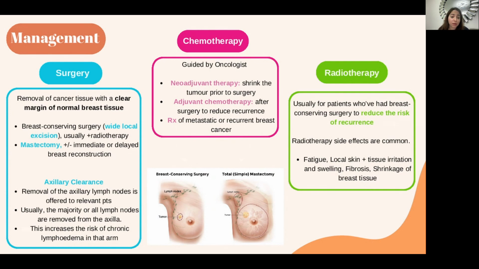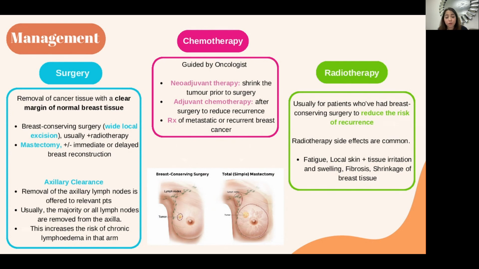Chemotherapy is often guided by the oncologists, so there's a variety of different things, but they essentially can either be used to shrink the tumour before they have surgery so that it's easier to remove, or if you're worried about the risk of recurrence after surgery, then you can use it in an adjuvant way to reduce the possibility of recurrence, or if patients have metastases or recurrent breast cancers, then we can use chemotherapy in those instances too.